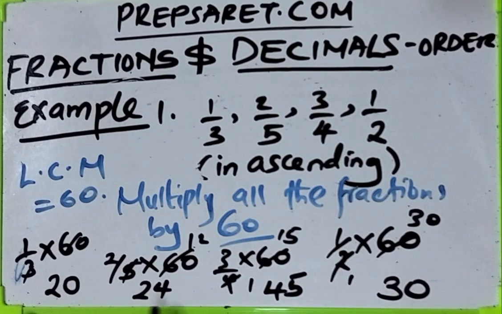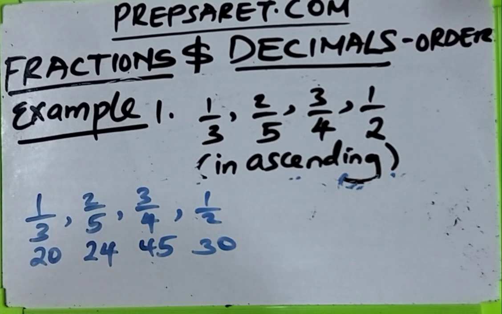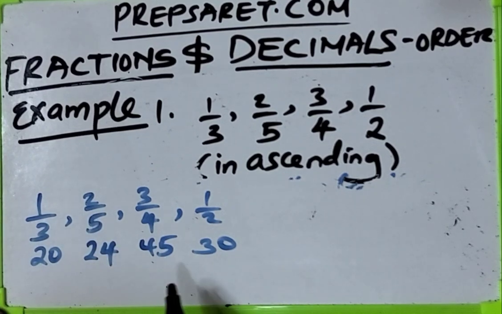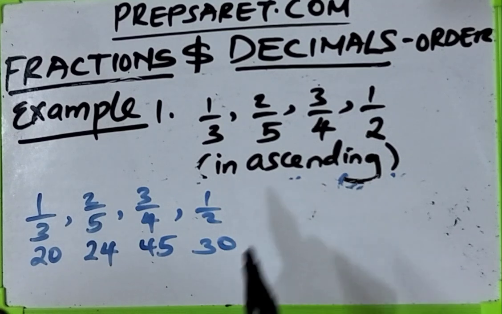These are the numbers that will help us understand which is the largest fraction. For example, 45 is the largest of all these numbers, followed by 30 downwards, but the smallest is 20, followed by 24. Now let us arrange the corresponding fractions to these numbers. We now use the numbers to arrange the fractions in ascending order.